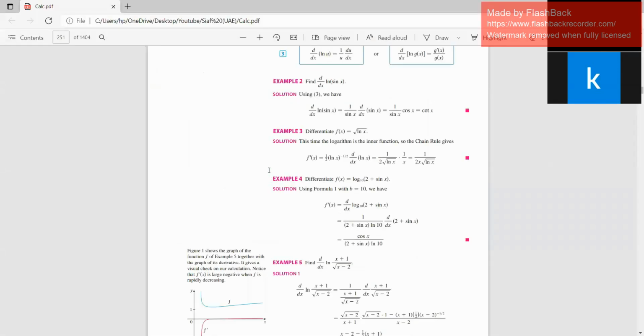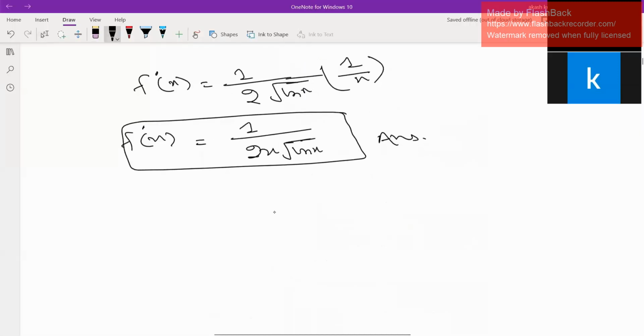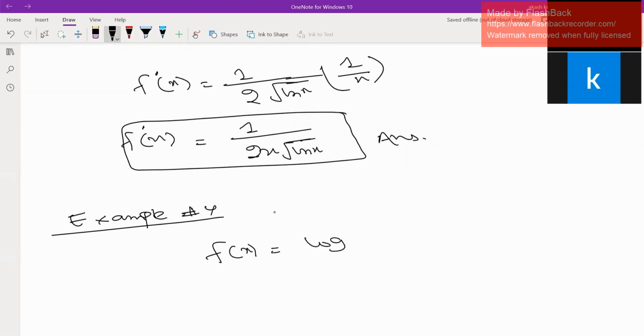Moving to example number four, which is: differentiate f of x, which is equal to log base 10 of 2 plus sine x. Let me write down the question here. Example number four. F of x equals to log base 10 of 2 plus sine x.